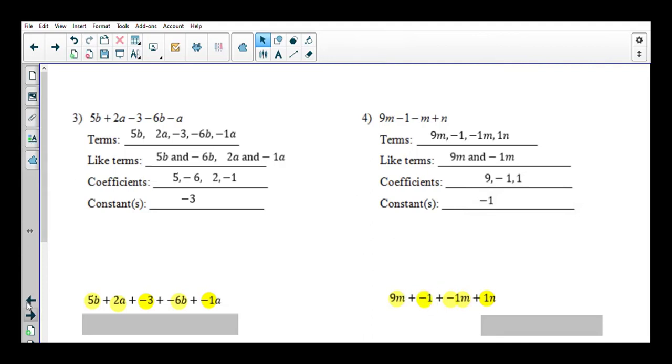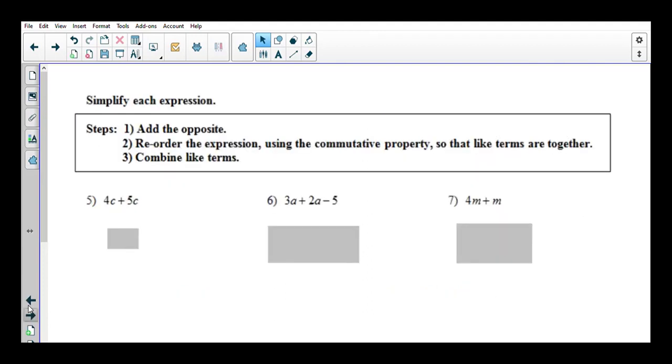All right, so next thing we're going to do, we're going to go over some pretty simple examples where we simplify expressions. Some main steps that I have for you, if the directions say to simplify each expression, is 1, add the opposite. Please, please, please do that every time. Then reorder the expression using the commutative property so that like terms are together or side by side. Eventually you'll be able to skip that step. And then combine your like terms. It's as simple as that. But that first step that I'm going to highlight here in blue is really important for us, because if you don't add the opposite and you go to combine things, you're probably going to be missing some negatives.